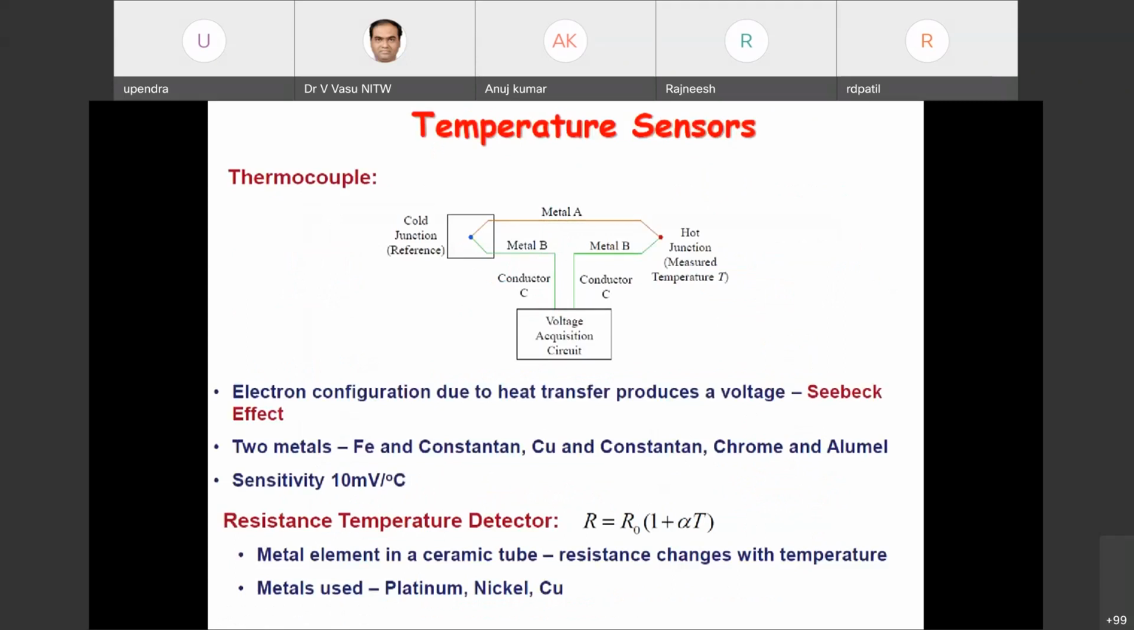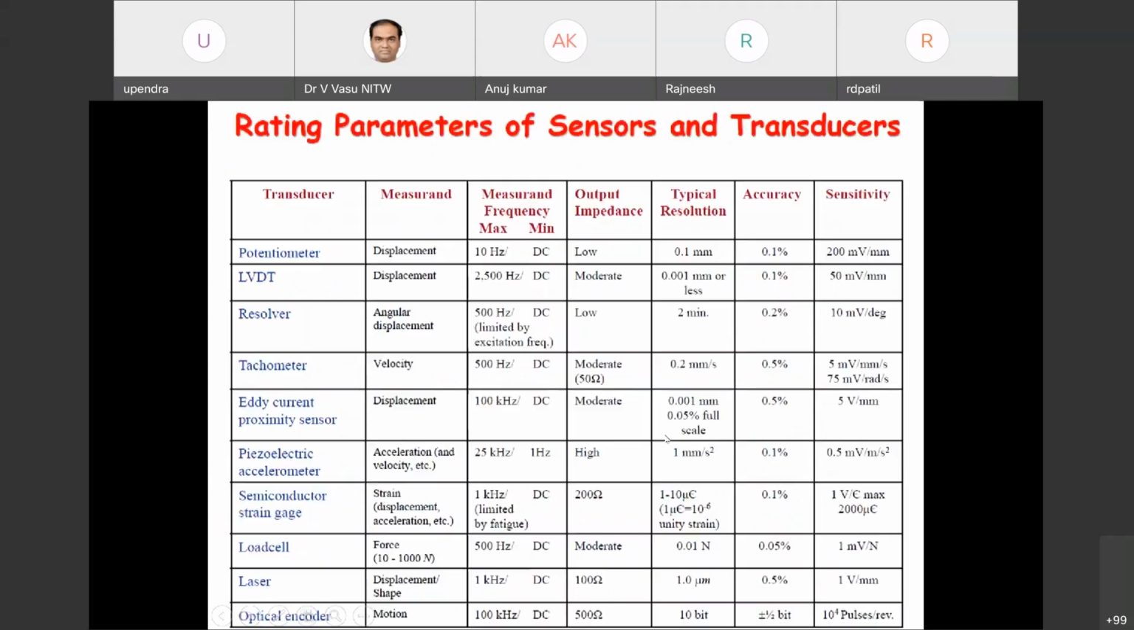Okay, so these are some of the important sensors which are going to be mainly used. And the temperature sensors are the thermocouples, which are important temperature sensors that are going to be used, and which work on the Seebeck effect.